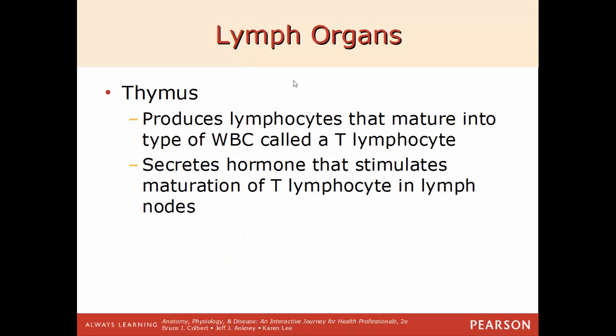And the thymus will produce lymphocytes that mature into a type of white blood cell called a T lymphocyte. And the thymus will also secrete a special hormone called thymosins that help to stimulate the maturation of these T lymphocytes.